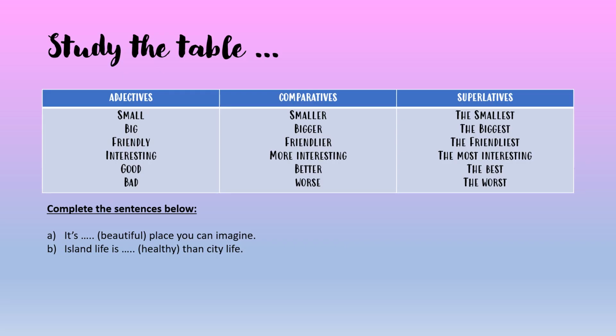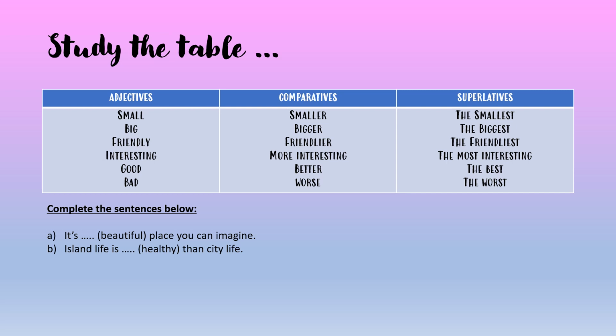Let's study the table. We have adjective words, comparative words, and superlative words. First word is small, smaller, the smallest. Second word is big, bigger, the biggest. Third word is friendly, friendlier, the friendliest. Next is interesting, more interesting, the most interesting. Good, better, the best. Bad, worse, the worst.